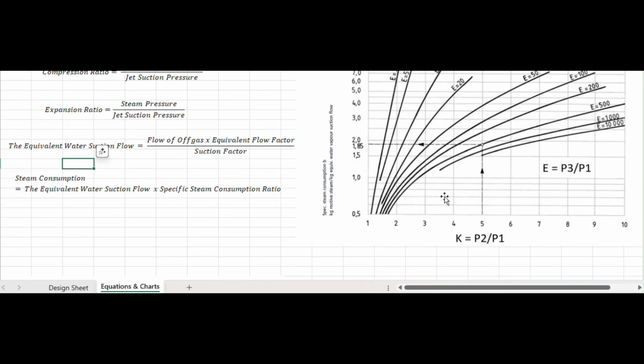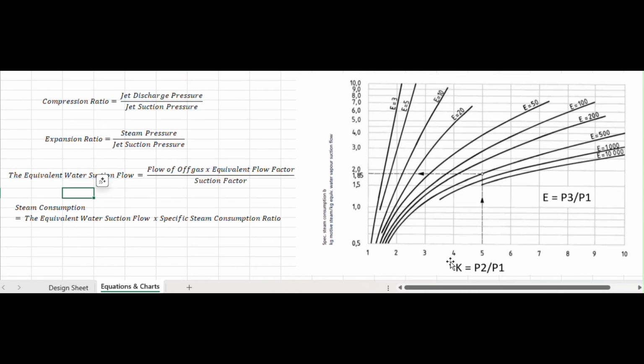Now, we need to convert that into steam consumption. And so basically, we use this chart here. So this basically is your compression ratio. In our case, it was 1.5, so somewhere here. And each of these lines is for a certain expansion ratio. In our case, it was 26.5, so somewhere here. Okay, so somewhere around 1.5, it's going to be somewhere around 0.7, say 0.7. Okay.